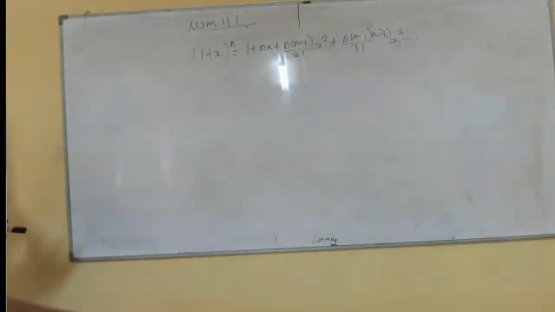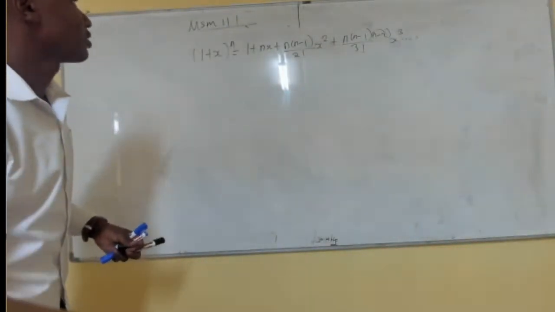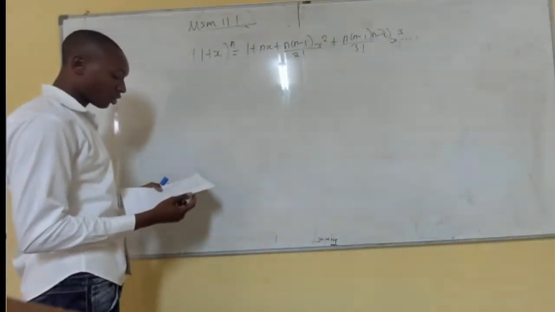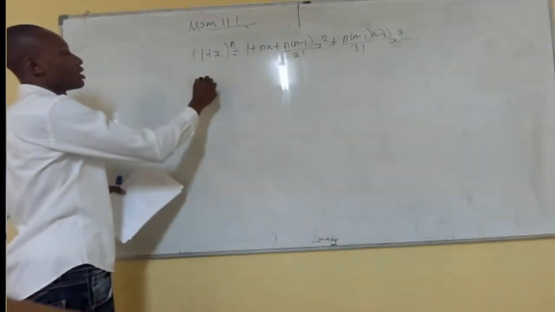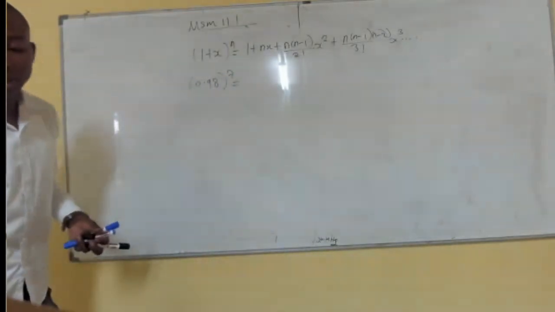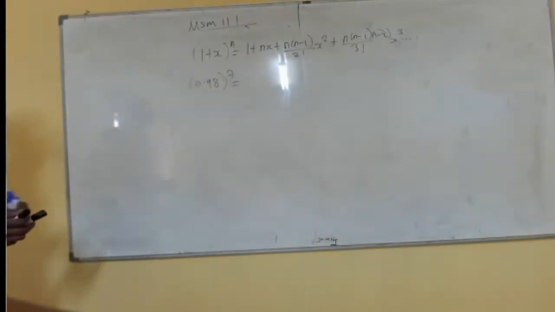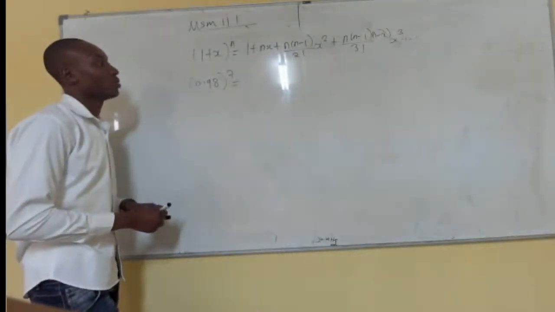So assuming that we're doing question 5, you've been taught to determine the value of the following correct to 5 significant figures. So you have 0.98 to the power 7. We're trying to use the binomial expansion to find the answer for that without using a calculator. So how do we get to that? 0.98 to the power 7, what do we do?